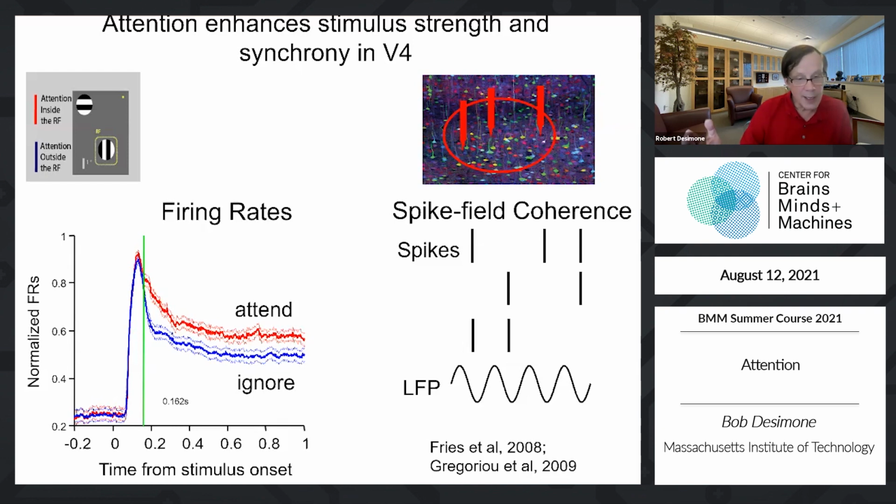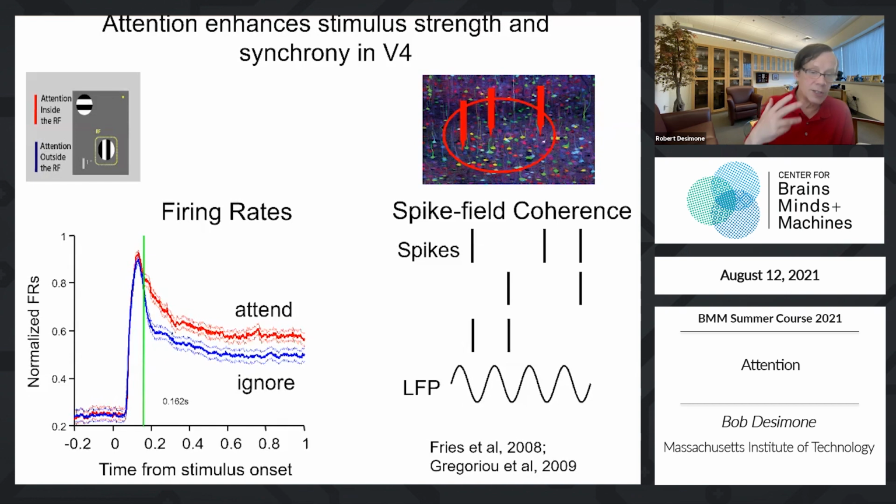In one case, it's being attended. In the other case, it's being ignored, and something else is being attended. And if you plot just a normal firing rate histogram, what people often find is that the firing rate for the stimulus when it's attended is higher than the firing rate for the same exact physical stimulus when it's ignored.